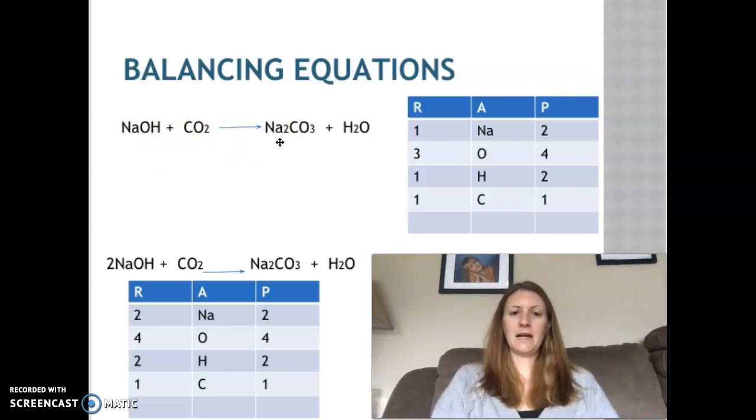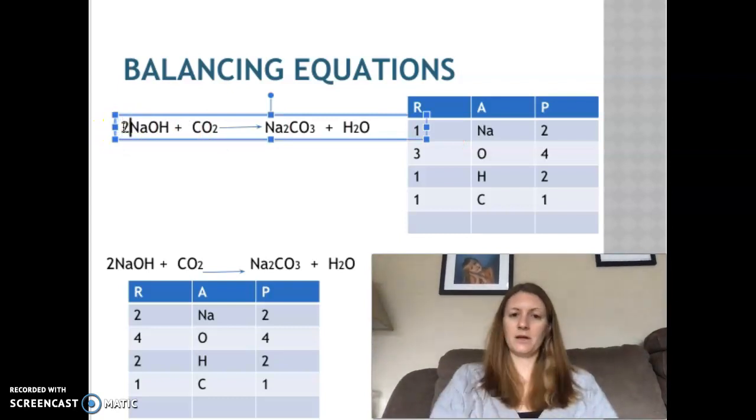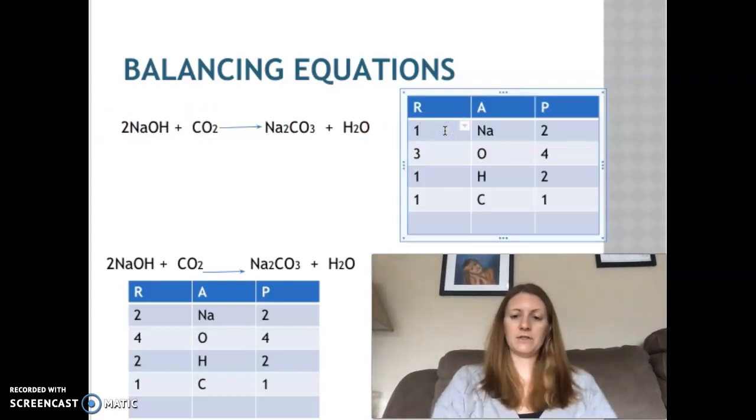On the product side, I have 2 sodiums, 1 carbon. I have 4 oxygens because there's 3 here, plus this one here, and 2 hydrogens. So I start with my first element, sodium. There's a 2 on the product side, a 1 on the reactant side, so I'm going to want to come in and put a 2 here. By putting a 2 there, I need to switch this to a 2.